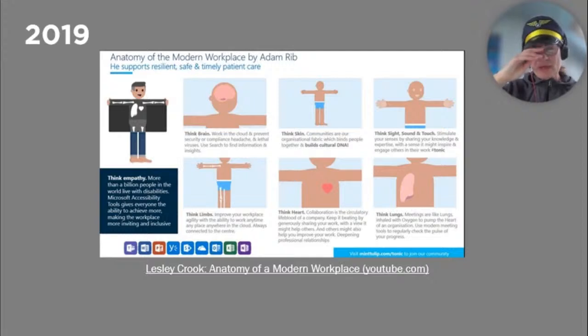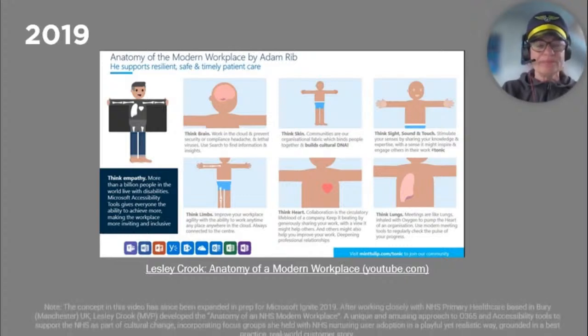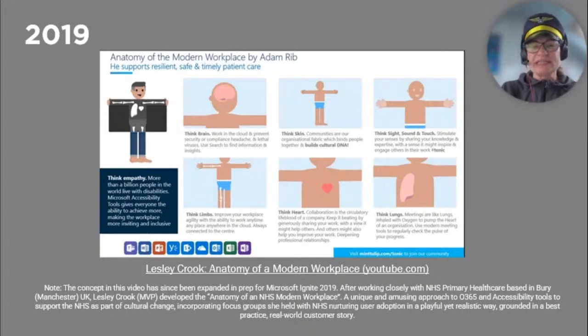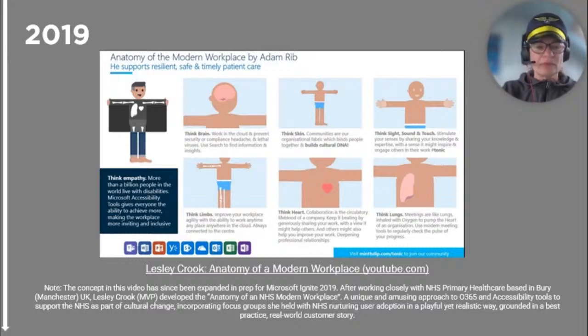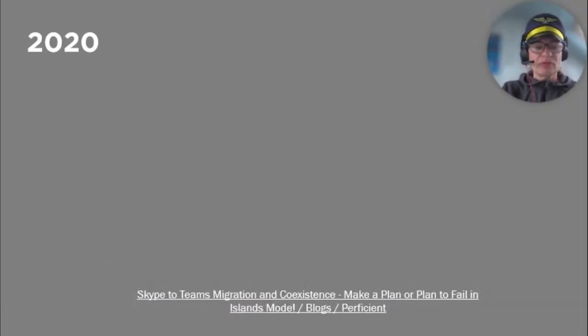Another metaphor that I drew up when I did some work with the NHS. This is The Anatomy of a Modern Workplace by Adam Ribb, and this was showing how different parts of the body relate to different Microsoft products. So this was all about Microsoft 365 and Teams coming in as well, and there is a YouTube video there where I'm actually explaining that, so I'm not going to go any further on that one. And I actually presented this at Microsoft Ignite, if I remember rightly, in 2019. Probably people thought I was nuts.